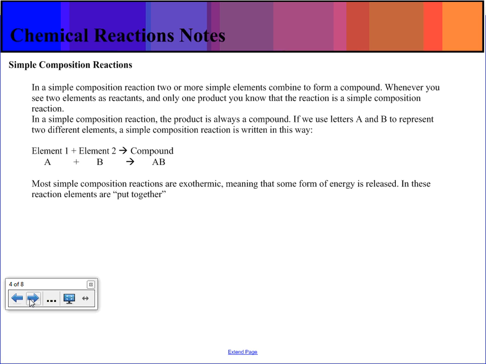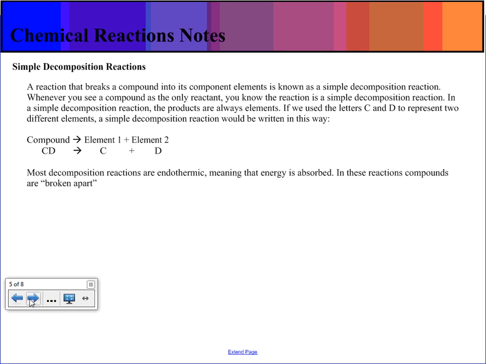If we were to use letters A and B to represent 2 different elements, a simple composition reaction will be written in this way: element 1 plus element 2 gives me our compound, or A plus B gives me AB. Most simple composition reactions are exothermic, meaning that some form of energy is released, and in these reactions, elements are just put together.